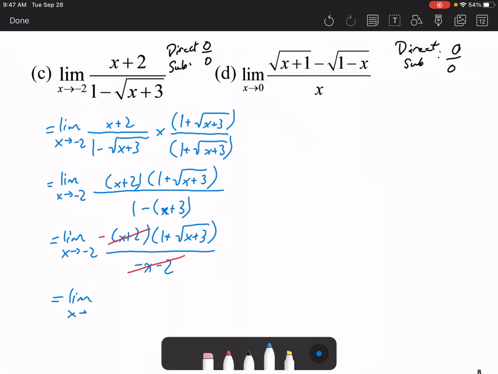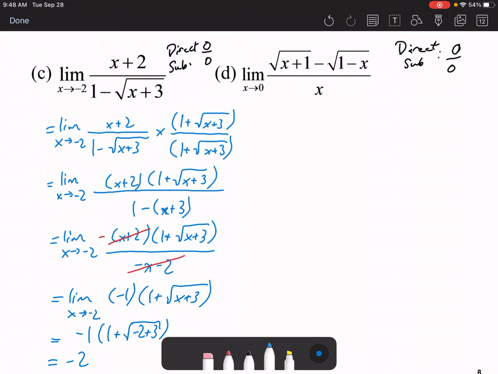and your limit as x approaches negative 2 will turn out to be equal to negative 1 times 1 plus the square root of x plus 3. Again, because you can actually get rid of your factor there, it's all right. Now you can substitute the value negative 2 into your expression and get a solution. So this limit is equal to negative 2.